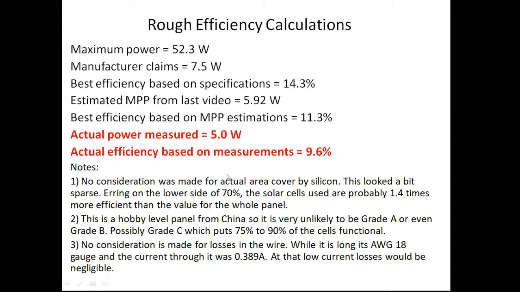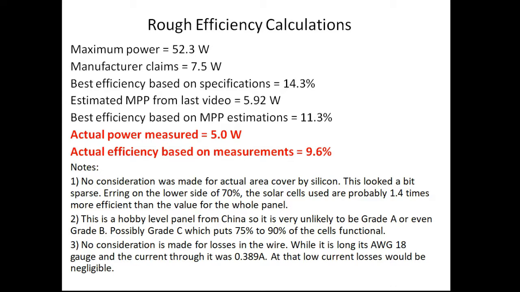Grabbing that value now, let's have a look at what the manufacturer says. 7.5 watts. Based upon maximum efficiency that the manufacturer says, that's 14.3%. And that is actually well within the capability of a polysilicon cell. So they're not making unfair claims that cannot be achieved in reality.